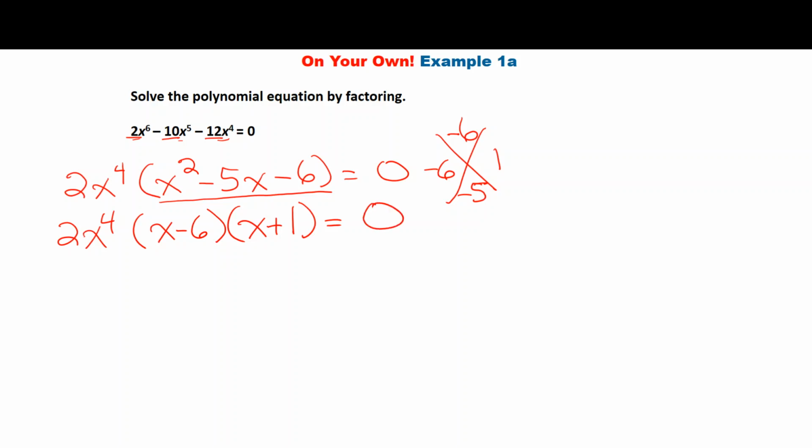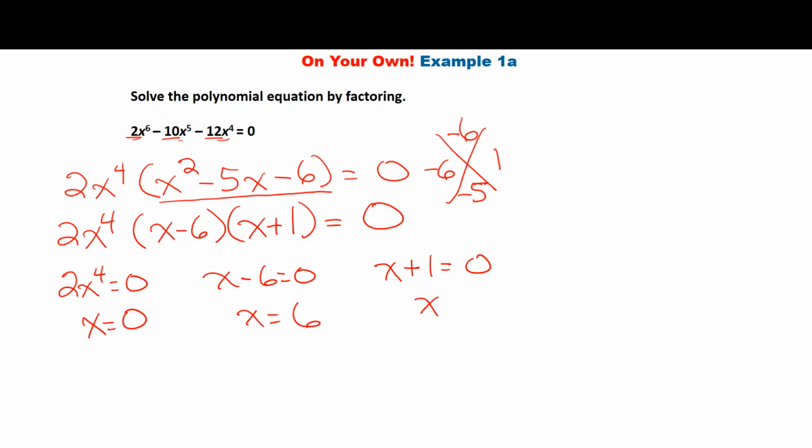And I know all of that is going to equal 0 because I'm looking for when y is 0, what is x? Okay, so let's just go ahead and find out. We're going to say 2x to the 4th could equal 0, x minus 6 could equal 0, or x plus 1 equals 0. And when we solve that out, we see that x is going to equal 0, x will equal 6, or x will equal negative 1. All right, so the roots, when we solve this, we're just looking for the roots. The roots are going to be 0, 6, or negative 1.